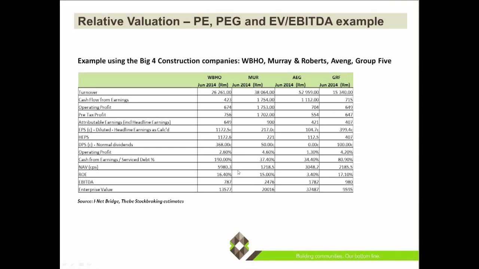So we must look at all these metrics together before we make up our minds about which companies we see on a relative basis are over or undervalued, because one metric might give us a negative signal, a wrong signal, which could impact on our decision as to whether a company is under or overvalued.